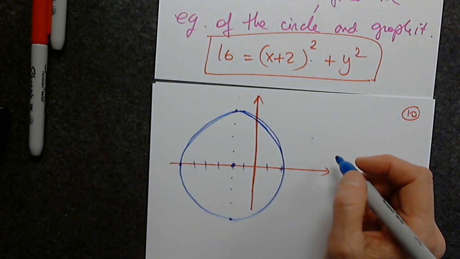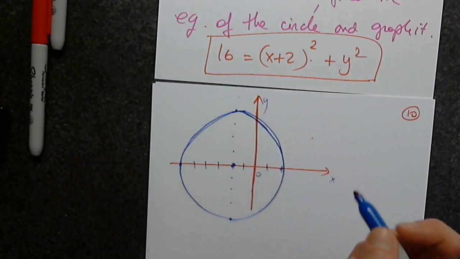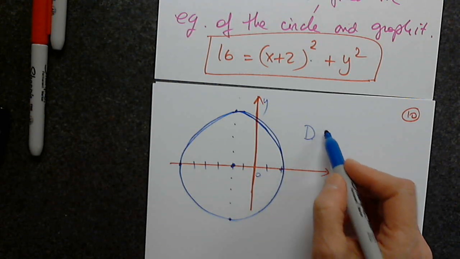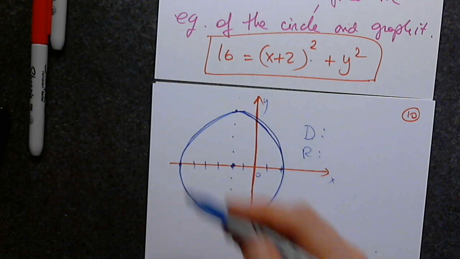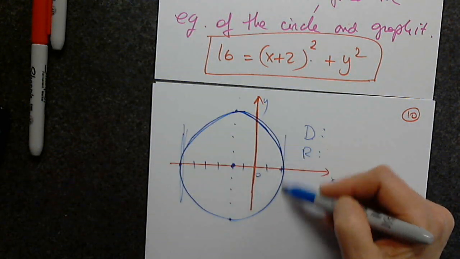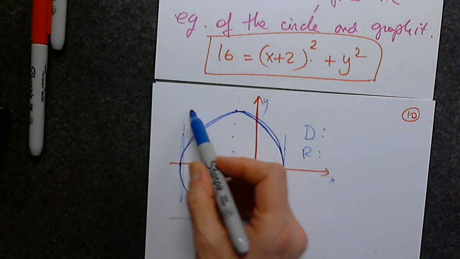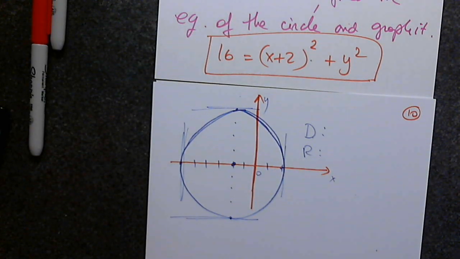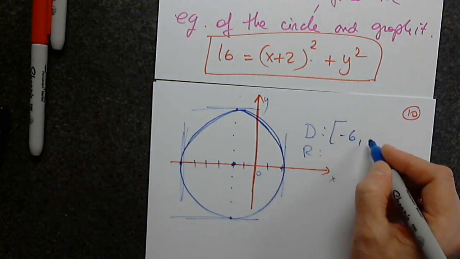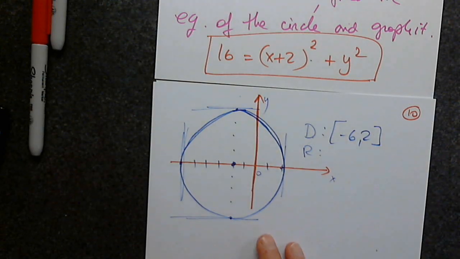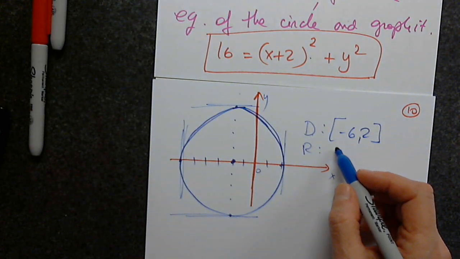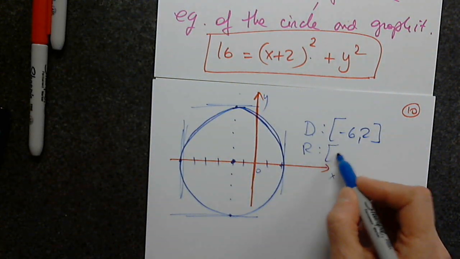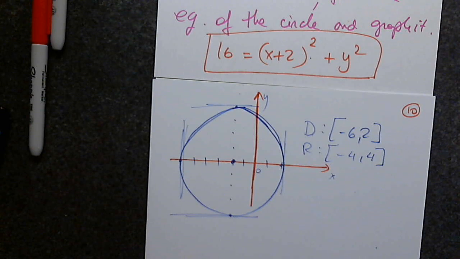You already told me it's not a function. However, even a relation has a domain and range. It is a relation, so please give me the domain and give me the range. Yes, -6, 2. Excellent. And the range? That's easier. That's it. Excellent. So this is the first type.